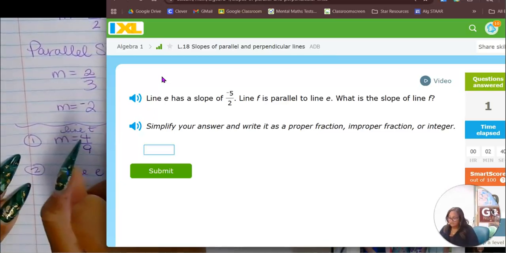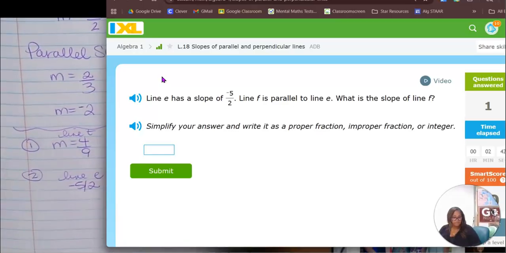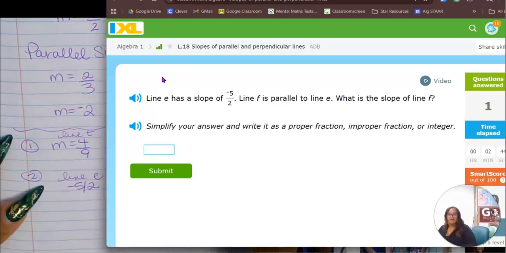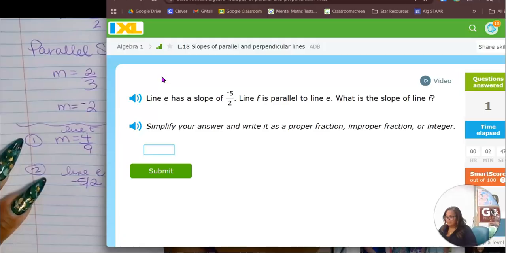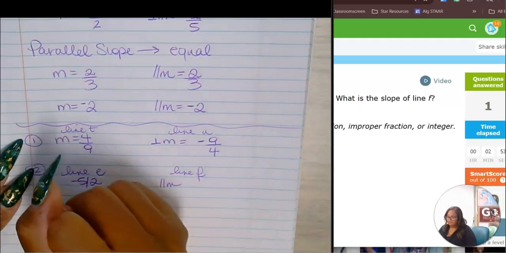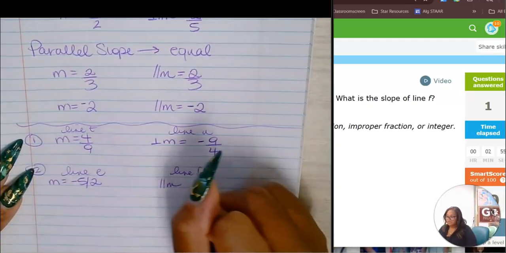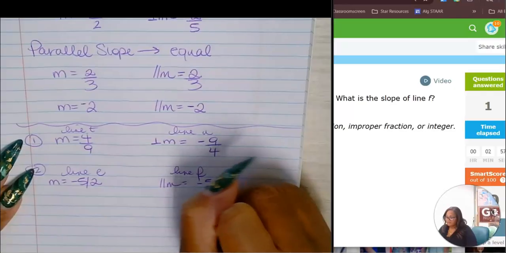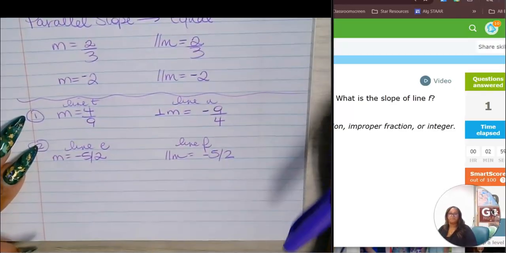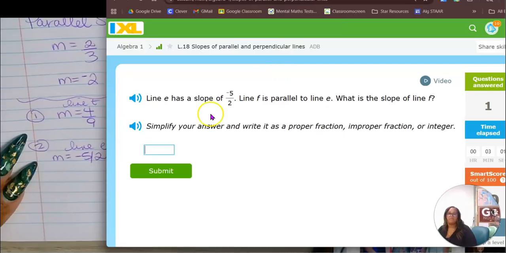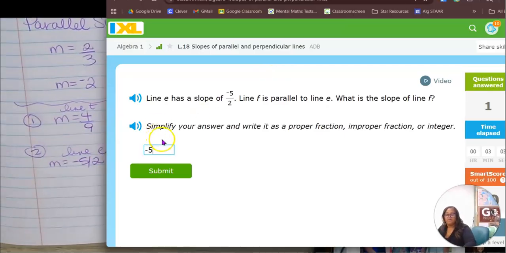All right, line E has a slope of -5/2. And then line F is parallel. Parallel M. Oh, I didn't write M equals. So it's going to be the same slope, -5/2. No change there. Also, I can't put a decimal because it tells me to write it in fraction form.